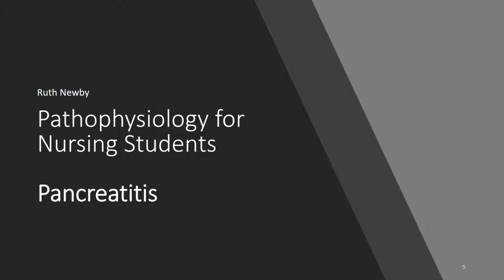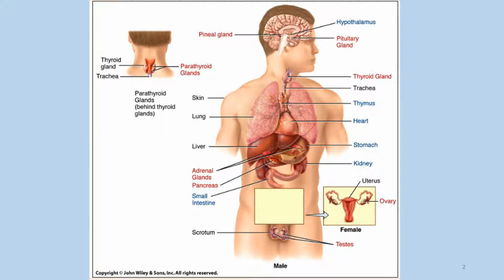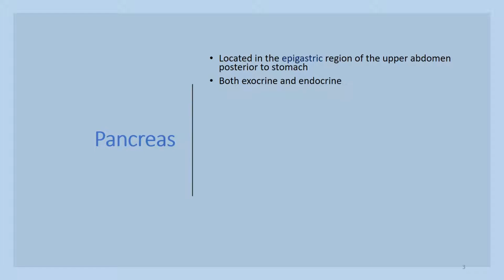I'll very briefly review the anatomy of the pancreas, but I will need you to undertake your own revision. The pancreas is located in the epigastric region of the upper abdomen, posterior to the stomach. It's considered to be part of both the digestive and endocrine systems because it has both exocrine and endocrine function.